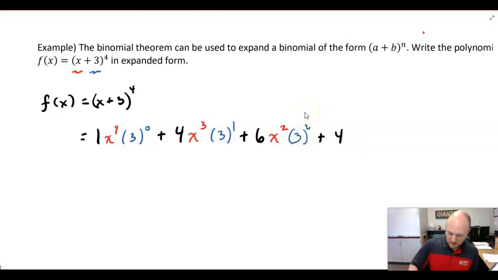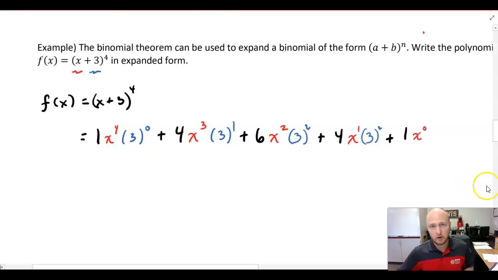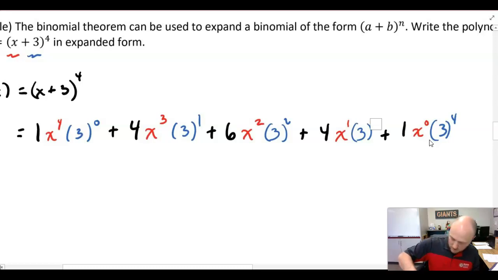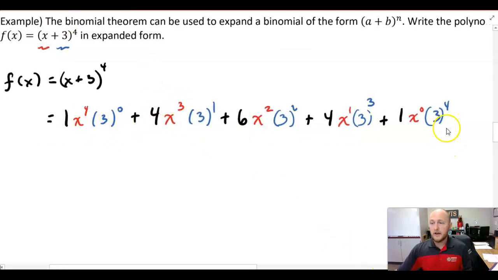So 4, again, my first term is going to decrease in power, so x to the first, and then 3 to the second, plus, and then lastly we have 1. I'm going to have my first term, x, now to the power of 0. It's going to end up disappearing, or it's going to turn into 1, which gets absorbed. Not y, but 3 to the power of 4. And I think I have a typo here. This should be a 3 right here. Okay? All right. So now I'm going to go ahead and expand it.